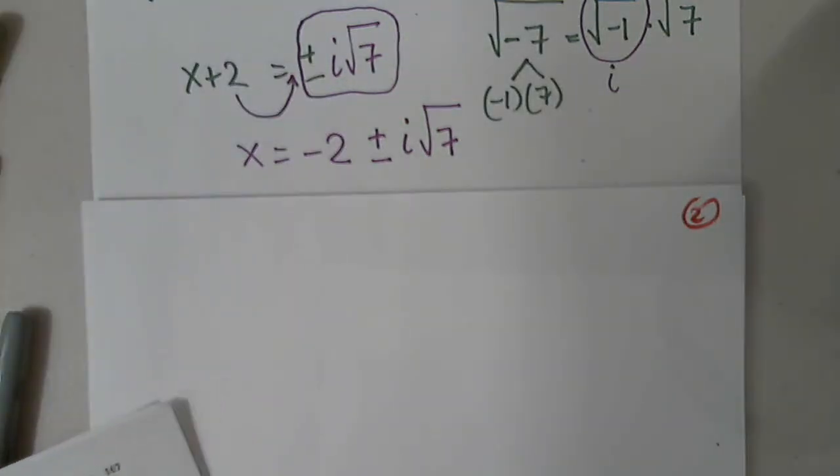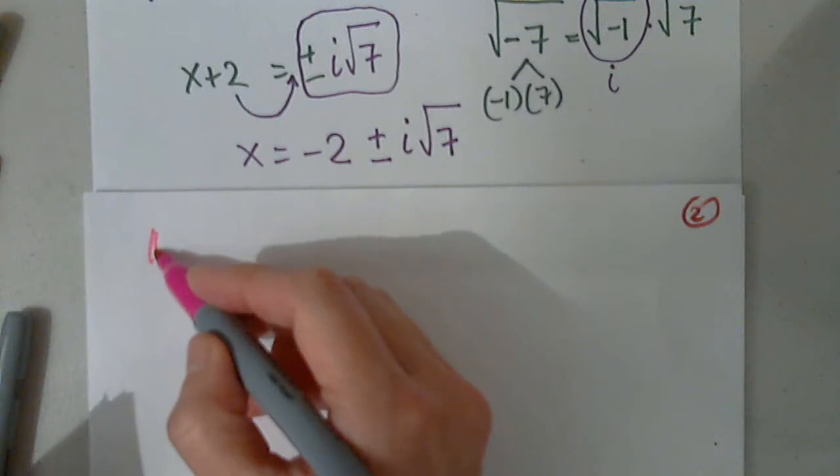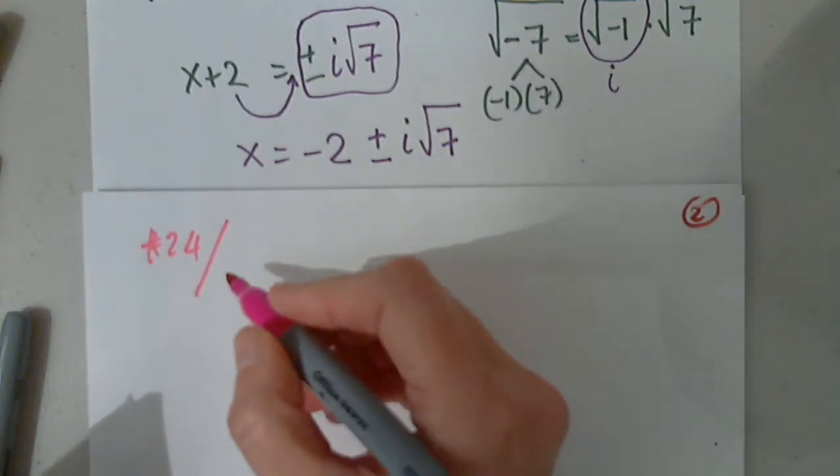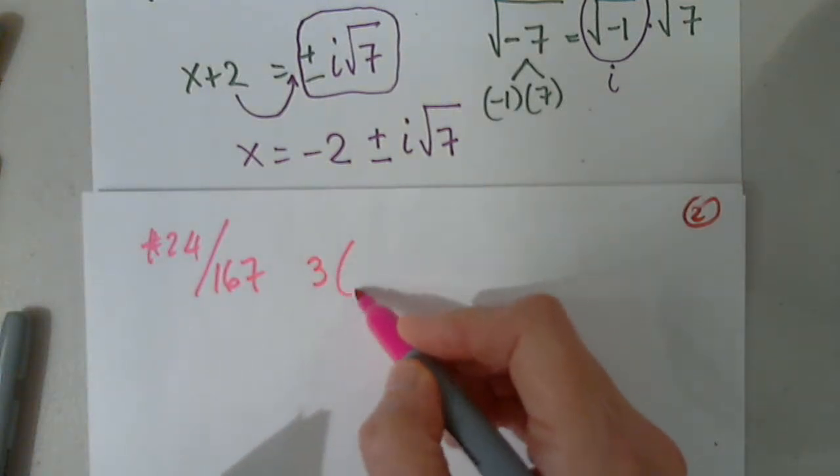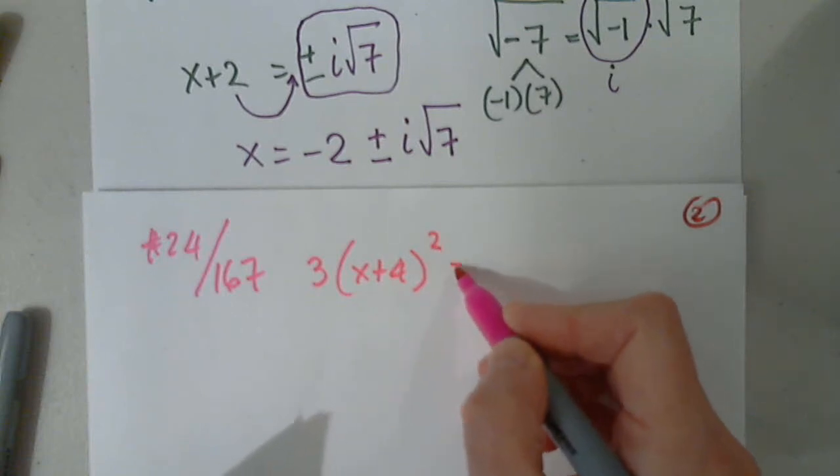Good. I'm going to select another problem, like let's say 24, same page, and then we'll continue unless you need more examples. Same idea. On 24 we have 3 times x plus 4 squared equals 21.